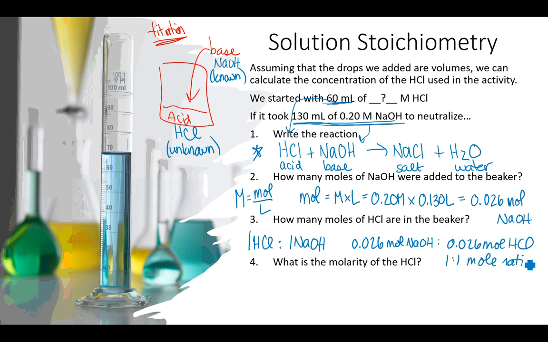This won't always be a 1-to-1 ratio. It could be a 1-to-2 ratio or a 1-to-3 ratio. So this is a very important step. We've got to make sure we don't skip it.